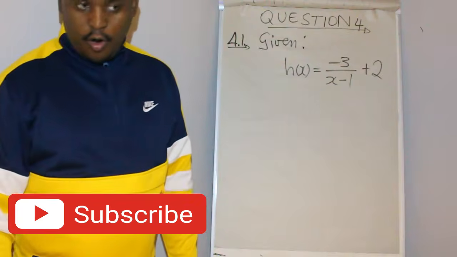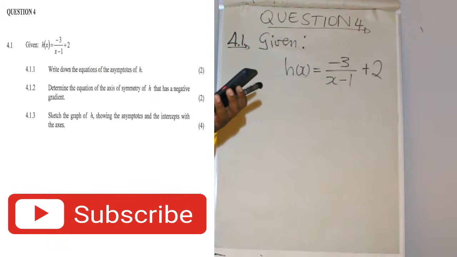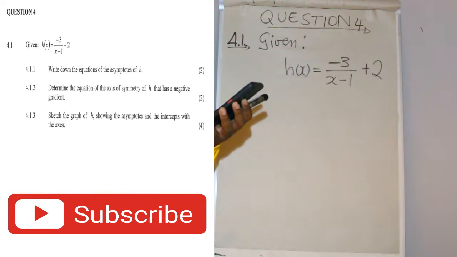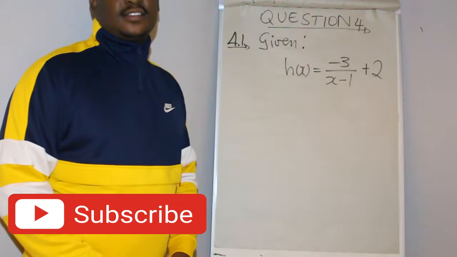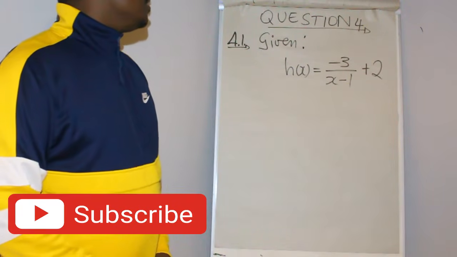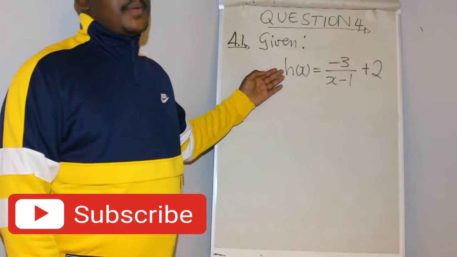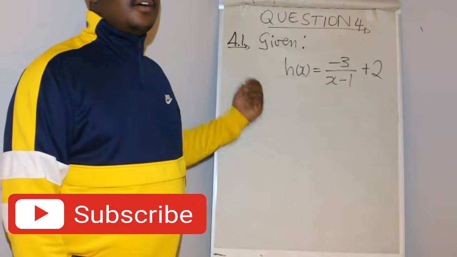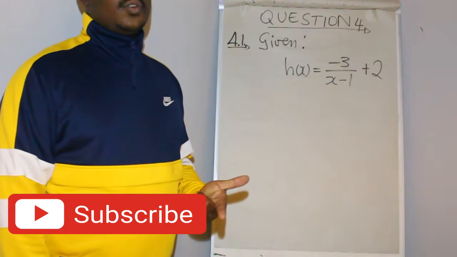So question 4.1 reads as follows: write down the equations of the asymptotes of h. So they want us to write down the equations of the asymptotes of this function, which is h of x. This function here is a hyperbola. A hyperbola has two asymptotes, a vertical asymptote and a horizontal asymptote.